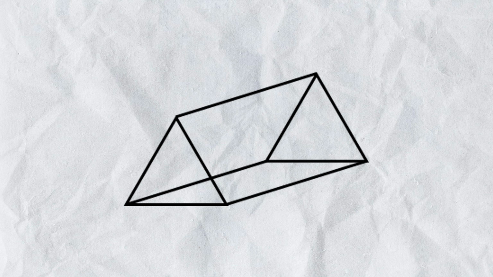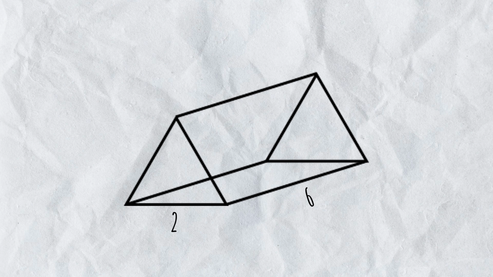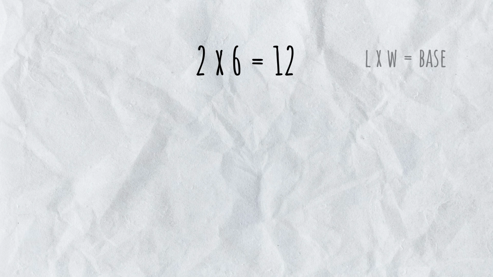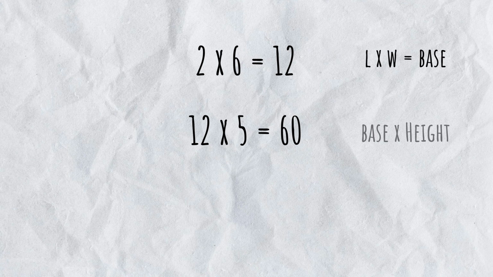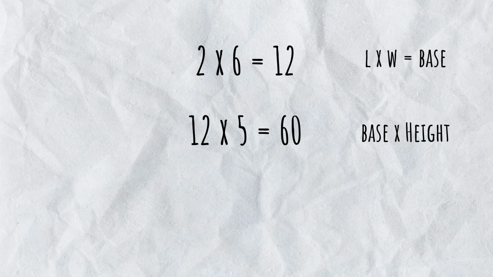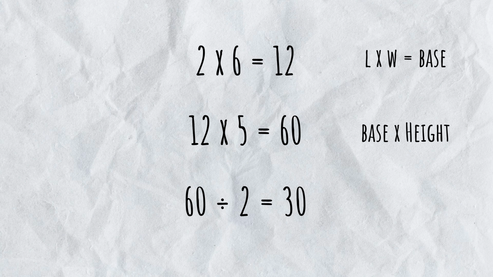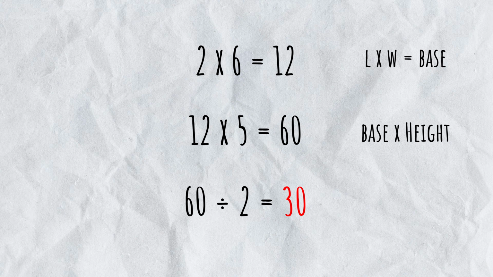So for example, if I've got a triangular prism with a base of 2 by 6 and then a height of 5, this is how we'd work it out. So first of all, we do 2 times 6, which is 12. And then 12 times 5, which is 60. But instead of leaving that as our answer, we actually need to divide it by 2. So we just do 60 divided by 2, which equals 30 centimeters cubed.